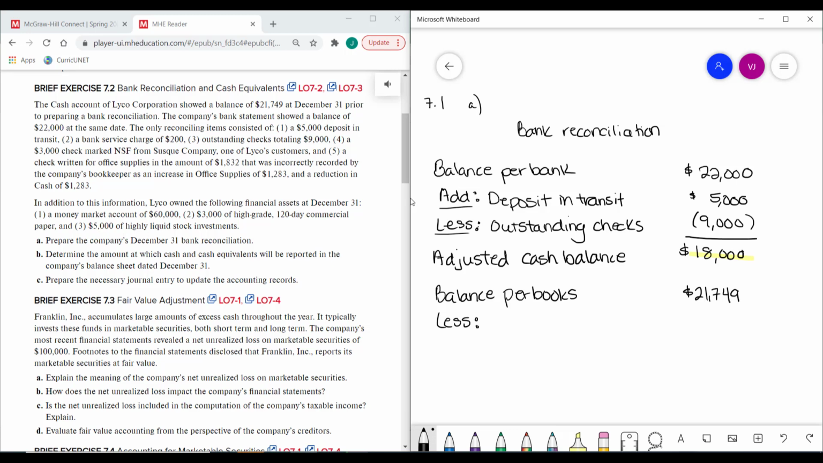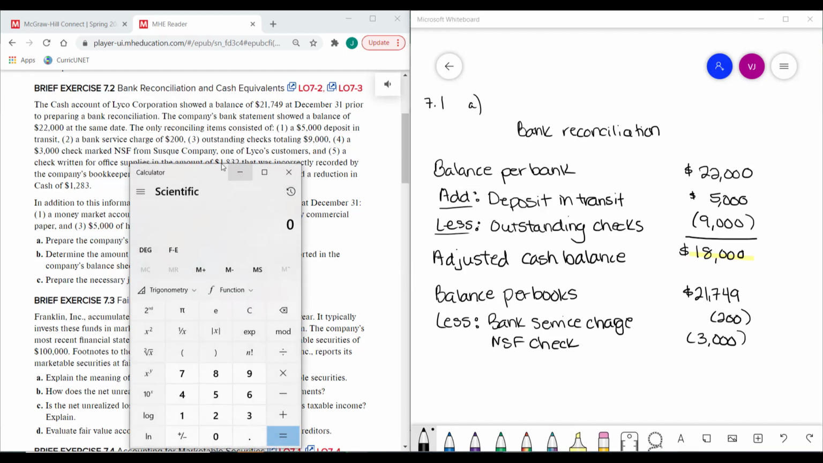So the first one is a bank service charge. We don't know yet, but we paid $200 in bank service charges, right? We didn't know that yet, but now seeing the statement, we see that. Next is that NSF check, where we thought we got $3,000 earlier, but that never happened, so we need to take that out of our cash balance so that it's accurately reflected.